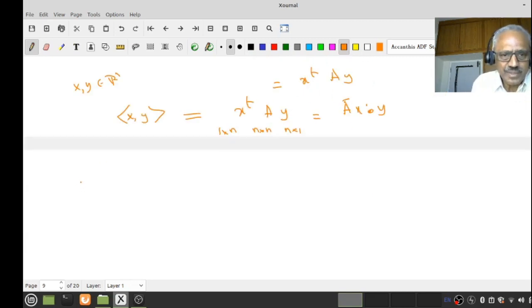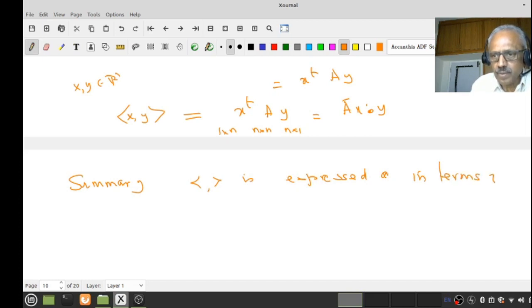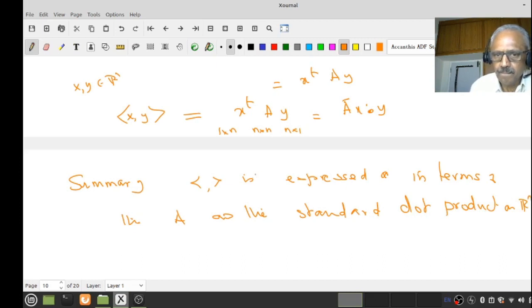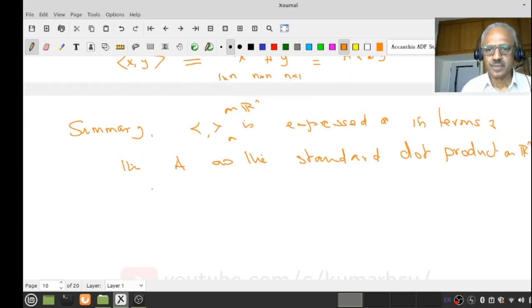So, what have we learned? So in summary, the inner product is expressed in terms of the matrix A and the standard dot product. Okay, this is very beautiful. Just spend some time, understand what you have shown now.